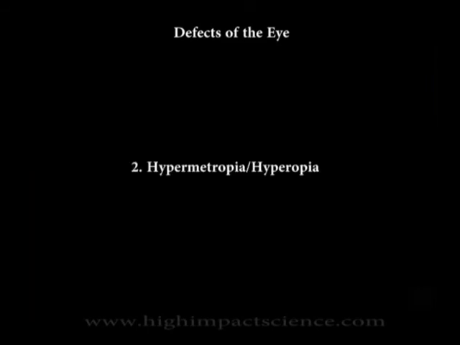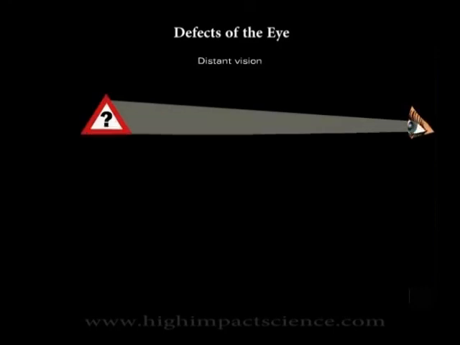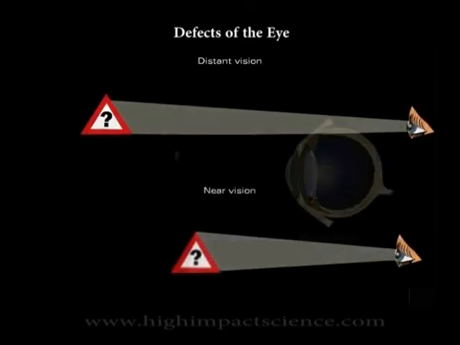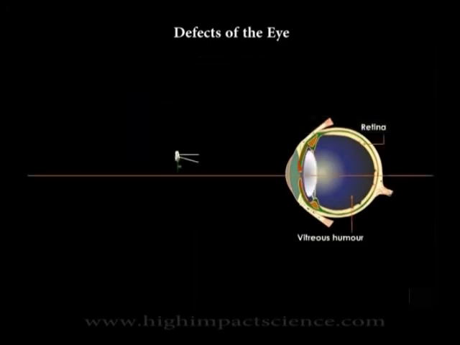Hypermetropia or hyperopia. This is an eye defect in which distant vision is clear while near vision is blurred. This occurs when light rays from an object converge behind the retina.